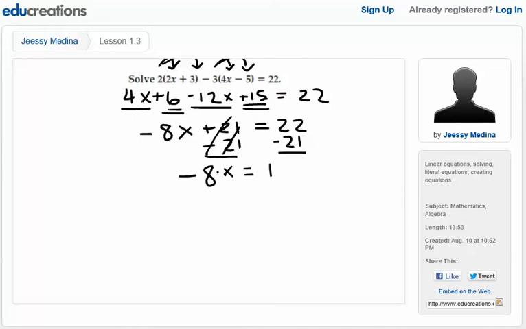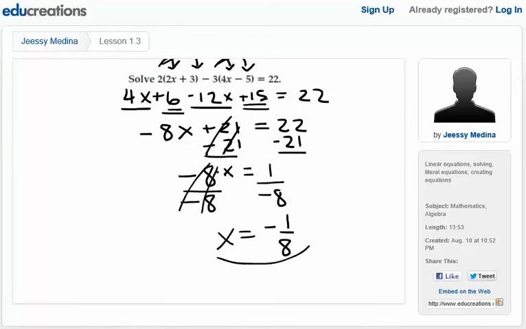And then since this is multiplication, we can divide out the negative 8. And this goes away, so then x is equal to negative 1/8. And that would be your answer.